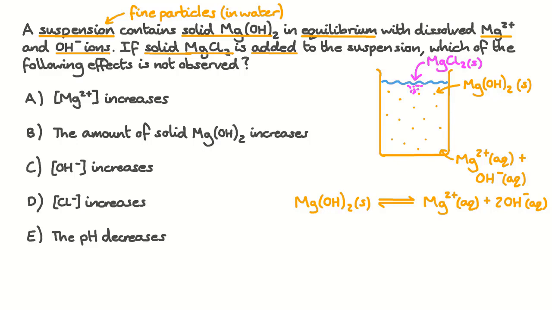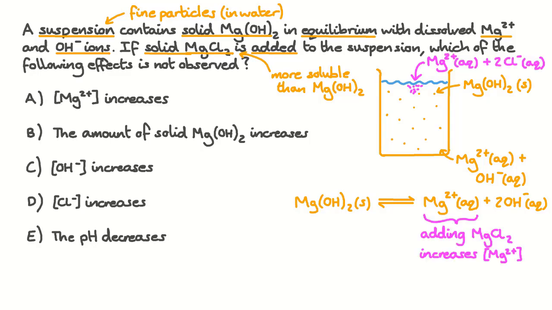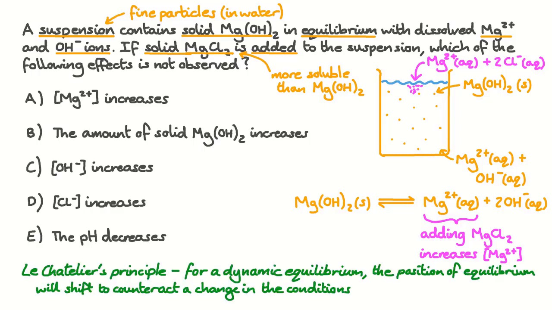The question asks which of the 5 options would not happen if we added solid magnesium chloride. Magnesium chloride is significantly more soluble than magnesium hydroxide, so the magnesium chloride would dissolve. Adding the magnesium chloride would raise the concentration of magnesium ions in solution. We can ignore the chloride ions because they don't participate in our equilibrium.